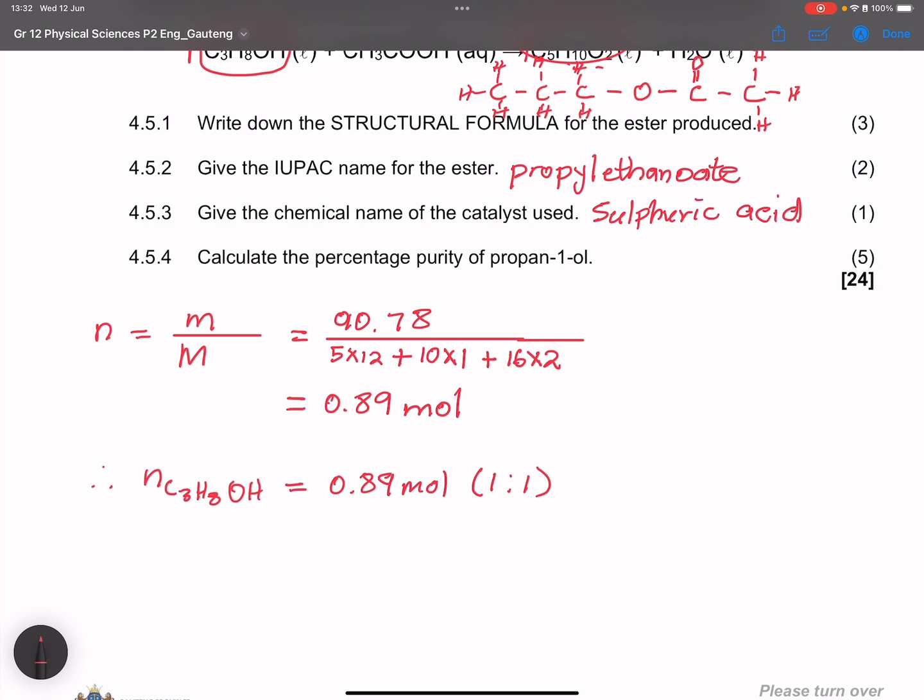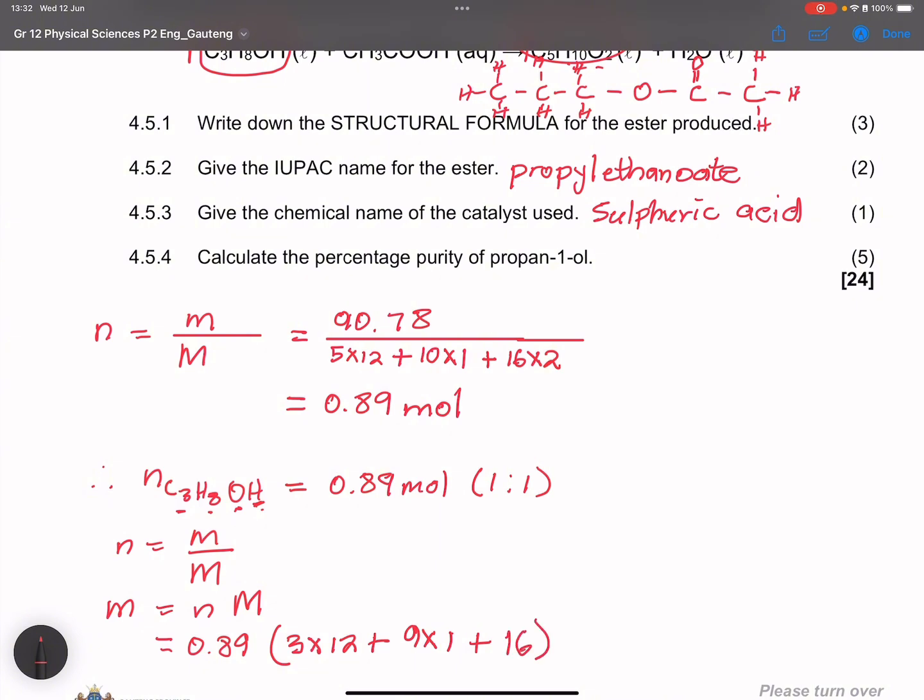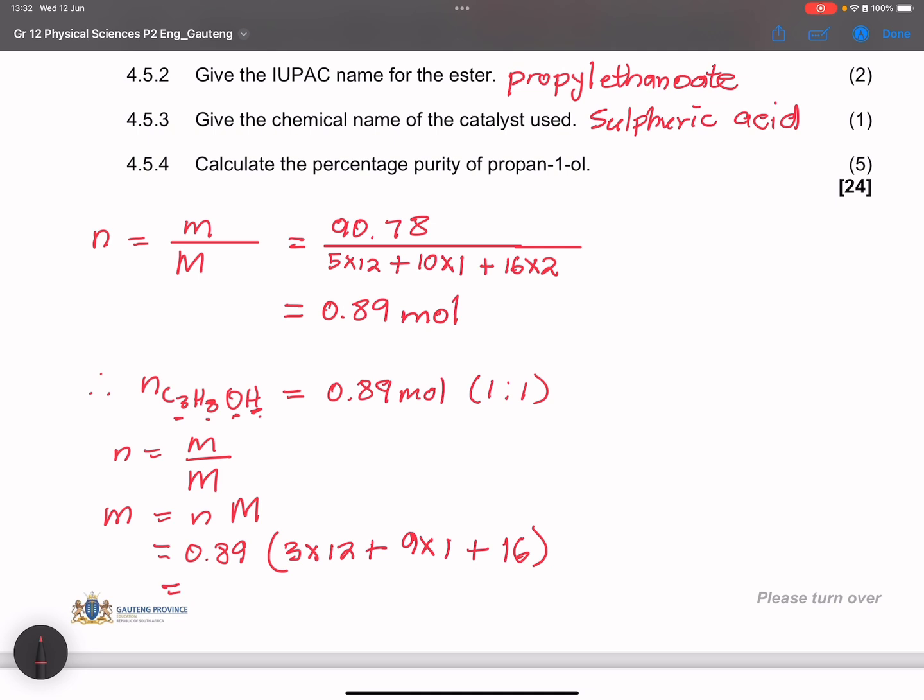So we can say, well, we know number of moles is equal to mass divided by the molar mass. But because we're looking for the mass this time around, this would be number of moles multiplied by molar mass. Okay, we know that's 0.89. Now note 3 carbons, so this would be 3 times 12, plus the molar mass of hydrogen. We've got 8 hydrogens. Actually, we've got 9, including the one from the OH. So I'm going to say rather 9 times 1, plus that 1 oxygen there, so that's plus 16. Okay, so let's get the mass of that.